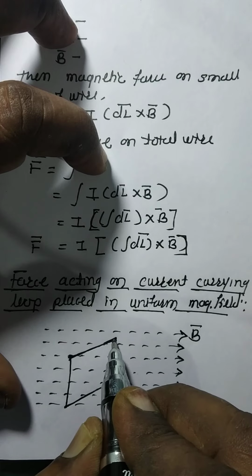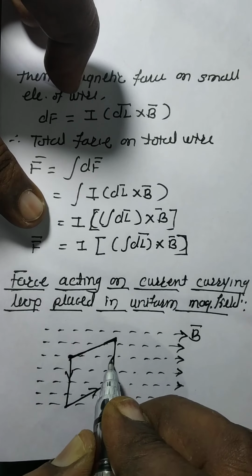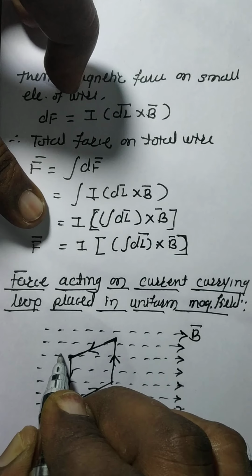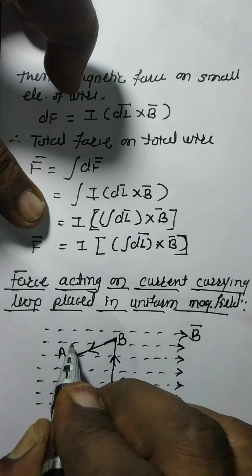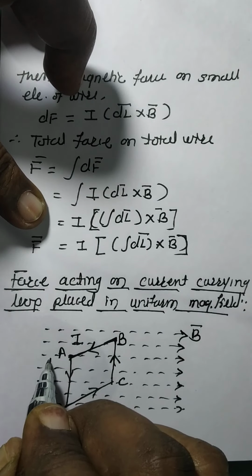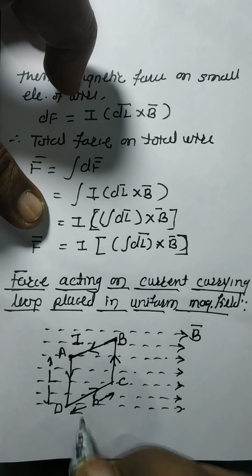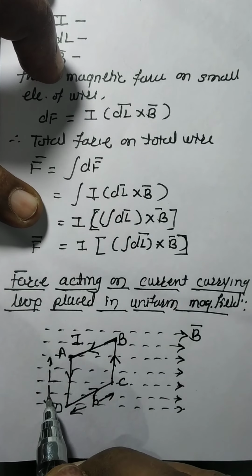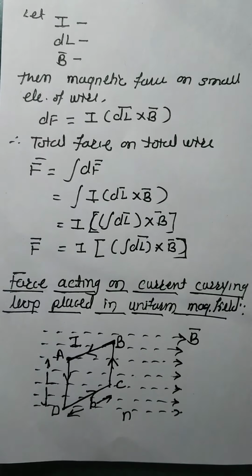Suppose this one as a rectangular coil ABCD carrying current I. Let L be the length of the coil, B the breadth of the coil, and N the number of turns in the loop.